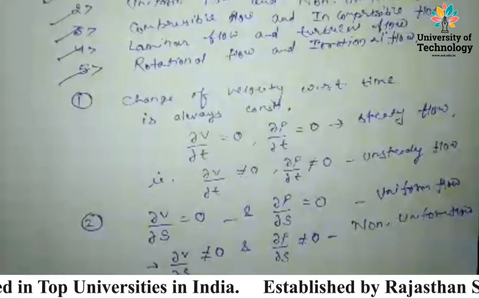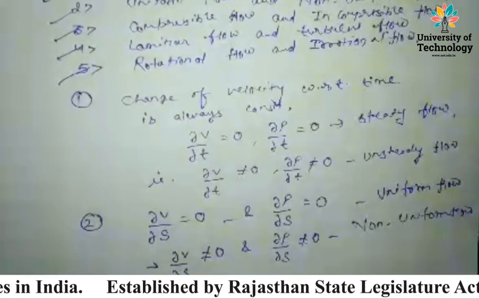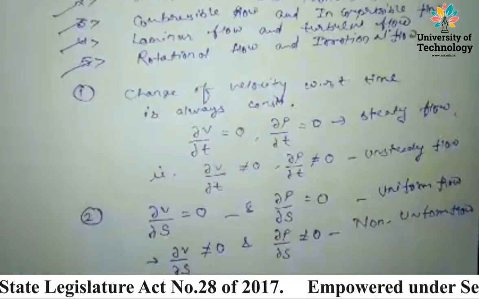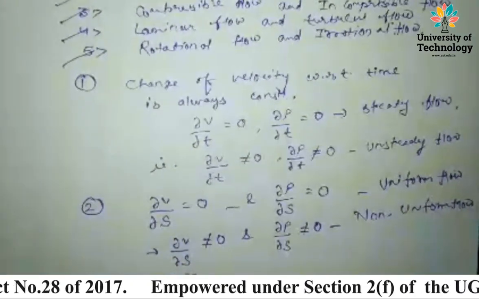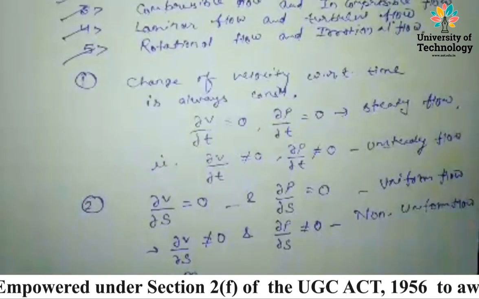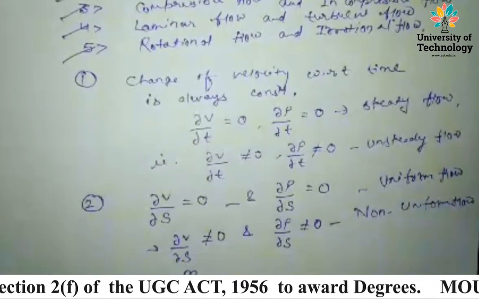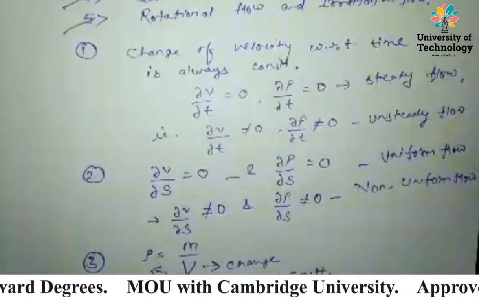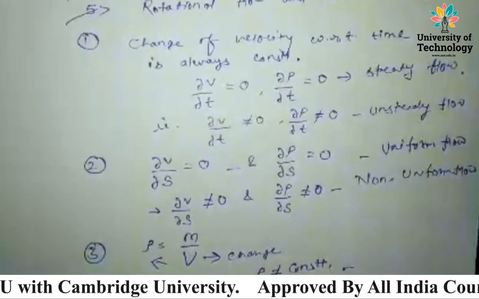And non-uniform flow is the vice versa of uniform flow. That is, it is not always constant. That del V upon del S is not equal to 0 and del rho upon del S is also not equal to 0.